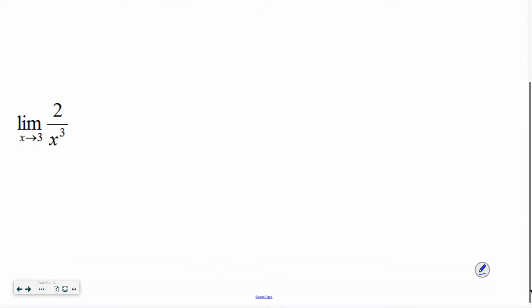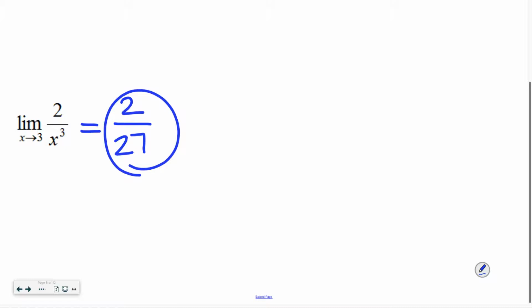The limit as x approaches 3 of 2 over x cubed. Julia, what do you think our answer would be? Plug in 3 again. Okay, so what would we get? 2 over 27. Okay, plug in 3. 2 over 27 would be your outcome when you plug in 3. You like that? Owen's excited. Better than graphing, right?